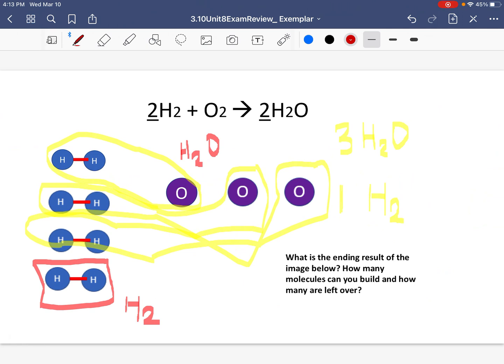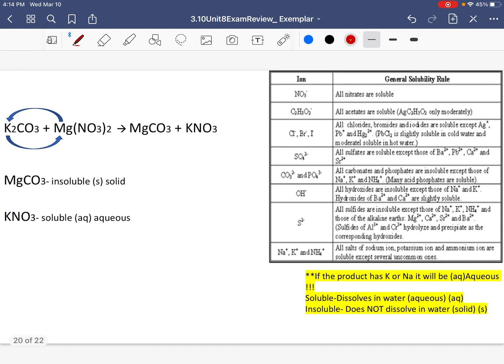This next one, remember, it's asking about the ending results. What is the ending result of the image below? So you always have to look at your product. Your product is telling you that you have H2O, right? H2O means you have 2 hydrogen and 1 oxygen. So once you circle your molecules, you can actually create 3 full water molecules, 3 H2Os, and you're left with 1 molecule. That 1 molecule has 2 hydrogens. So again, it goes back to the coefficient and the subscripts. The coefficient tells you how many in total, like how many like molecules, and the subscripts tell you how many little molecules you have.